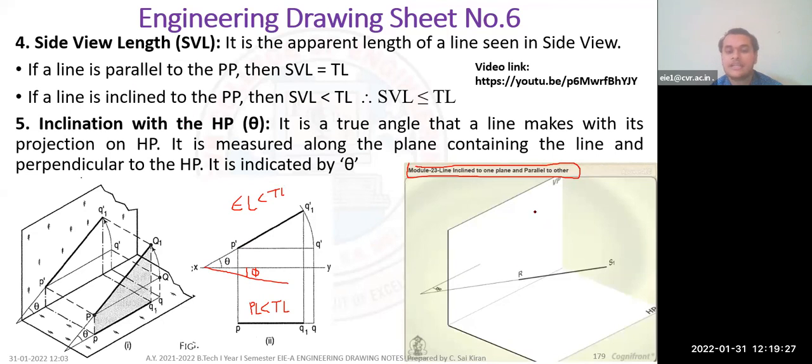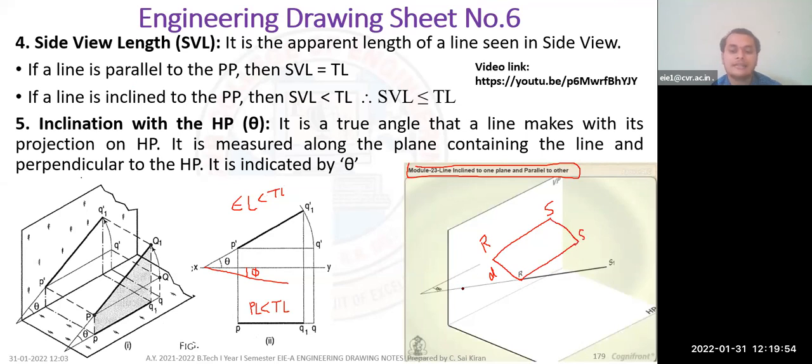This is the inclination with HP. There's another concept: I'm giving inclination to VP. If you see, this is my VP, and for that VP, this is my RS line, which is the true length. Then for this RS line, I give a distance, D distance. Then this is my RS line.